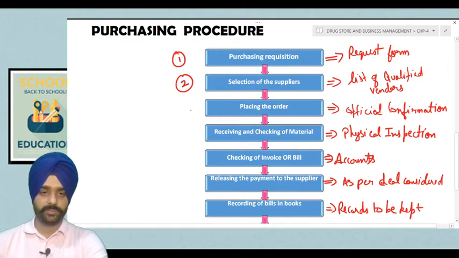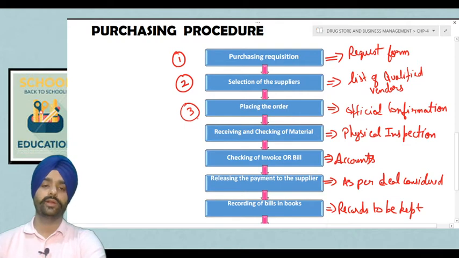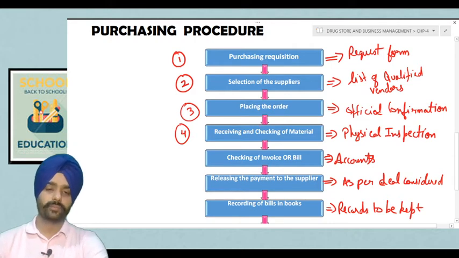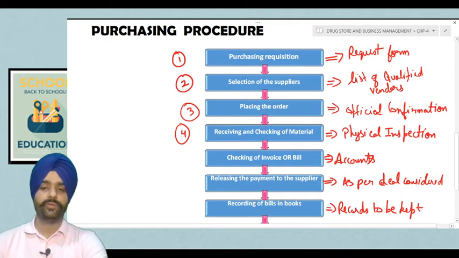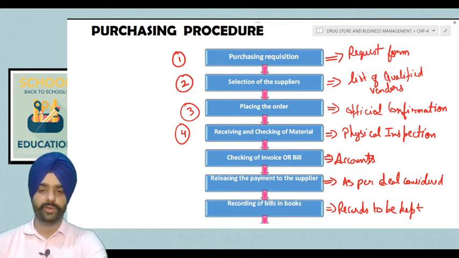Next is placing the order. The official confirmation or official order for the requirement is placed to that particular vendor. Next is receiving and checking of material. After the order is received back, we have to physically inspect each and every item that we ordered, so that there should not be any kind of mismatch or any substandard quality product received.